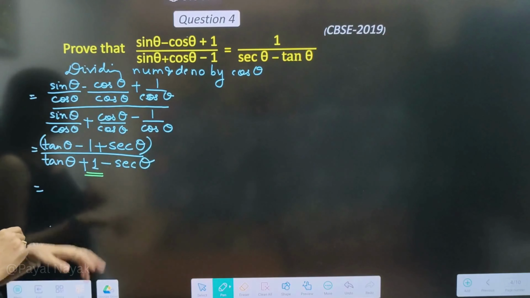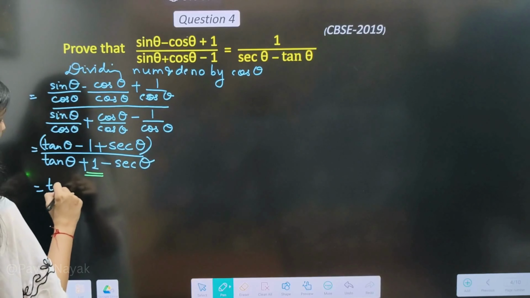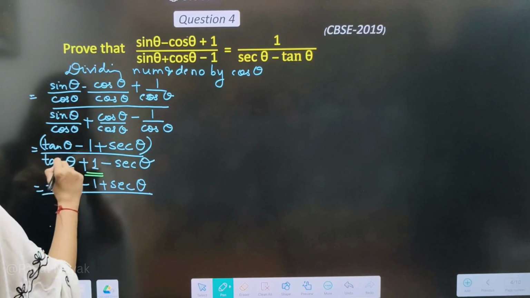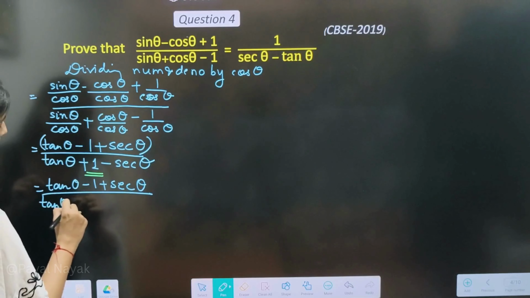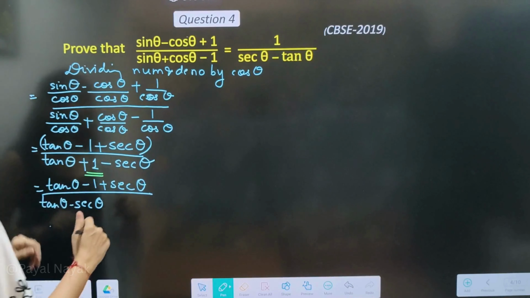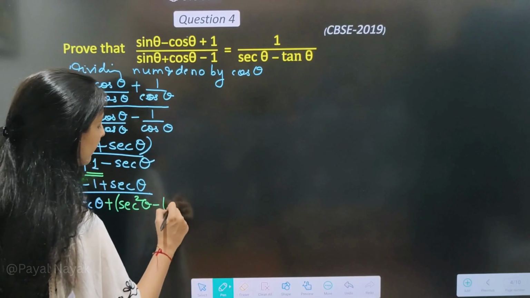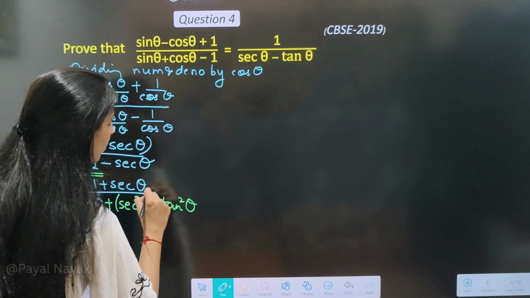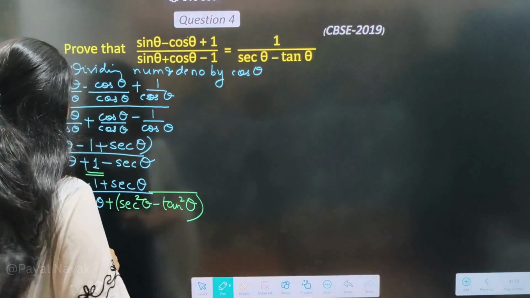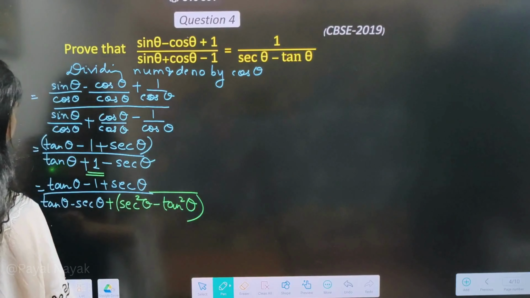This 1, you're going to substitute with the identity. So here I will write down the numerator as it is, and this tan theta minus sec theta also as it is. Instead of this plus 1, I will write it as sec square theta minus tan square theta. Now why only this identity? Because I want sec and tan only in my question. Okay, so now can you apply your a square minus b square identity? So we'll apply this in the next step.